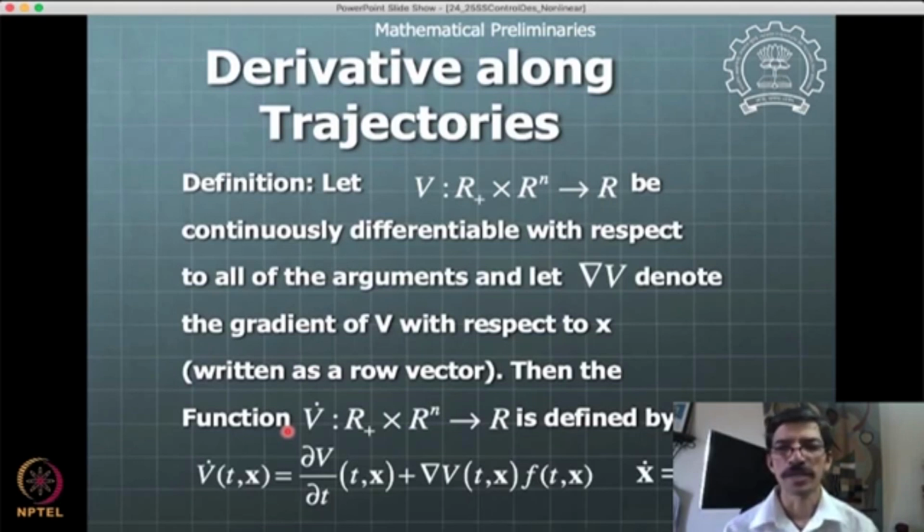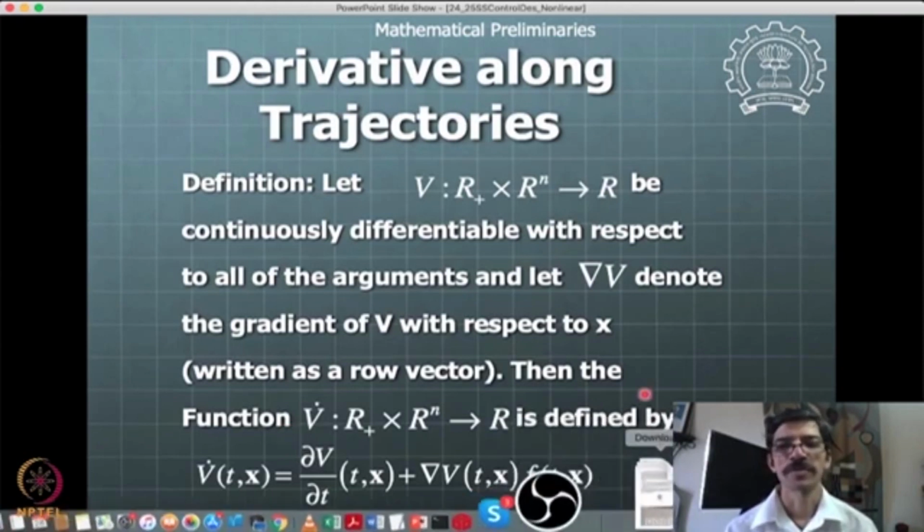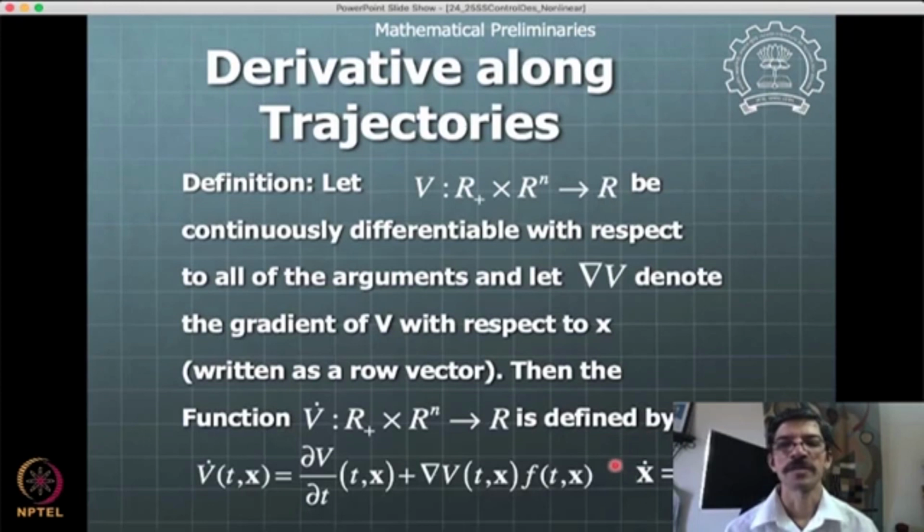We'll now see this in the next part of the course. Derivative along the trajectories is another concept that we develop, and that's where our V function will come into the picture, and then we'll see what the Lyapunov theorem for stability is, and things like that. So we'll stop at this point here.